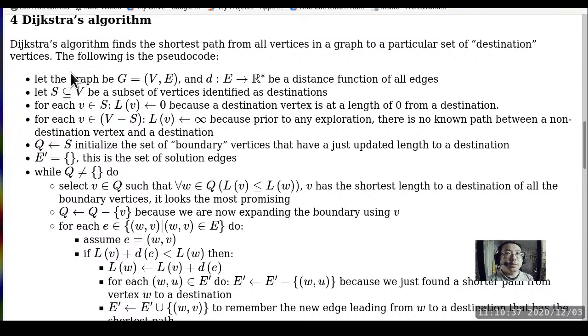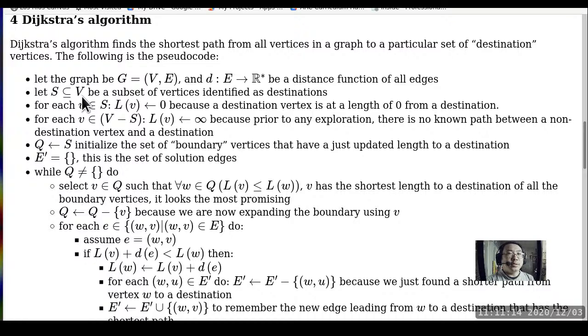So the first line is nothing more than just defining the terms. G refers to the graph, which has a set of vertices called V and a set of edges called E, okay? Pretty standard stuff. D is a function that maps edges to their distance. So, every single edge has a non-negative real number associated with it as a distance. So, nothing new here. The second line is different compared to how Iraj or other people teaches Dijkstra's algorithm.